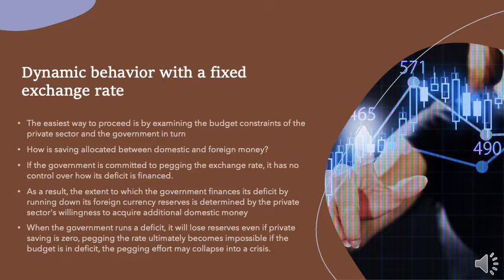Over time, both private wealth and government reserves will change. When the government runs a deficit, it will lose reserves, even if private savings is zero. Pegging the rate ultimately becomes impossible if the budget is in deficit, no matter how large the initial reserves. When it is not possible to peg the exchange rate forever, the pegging effort will at some point collapse in a sudden balance of payment crisis.